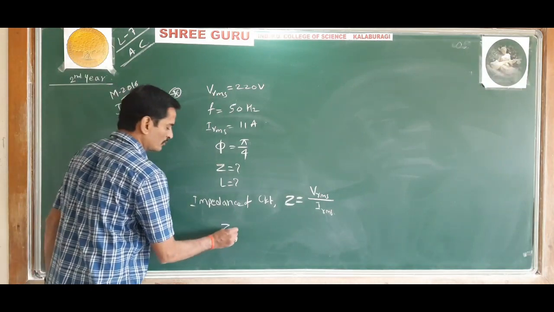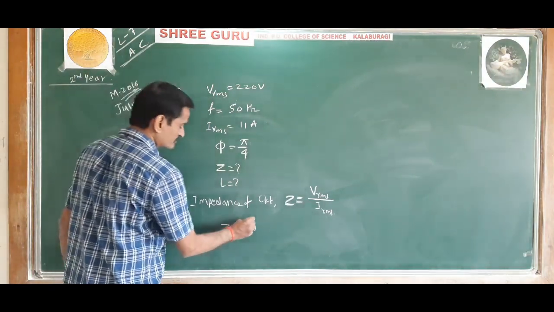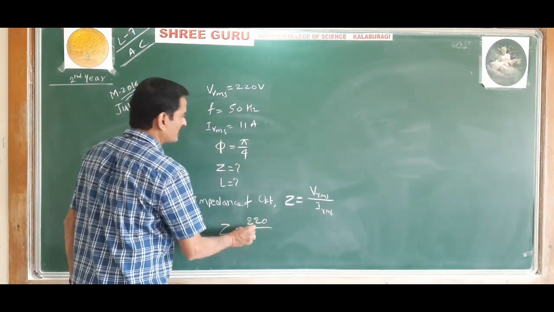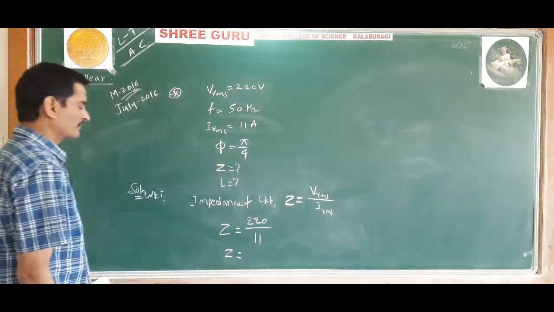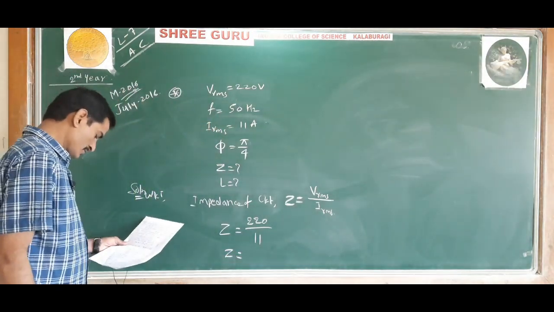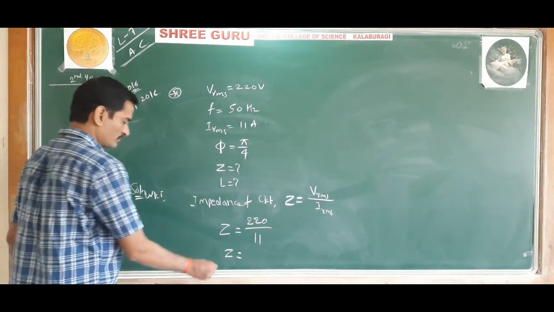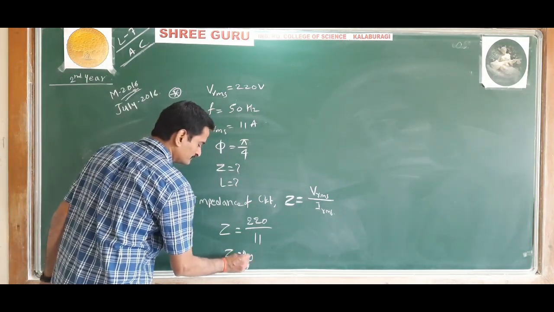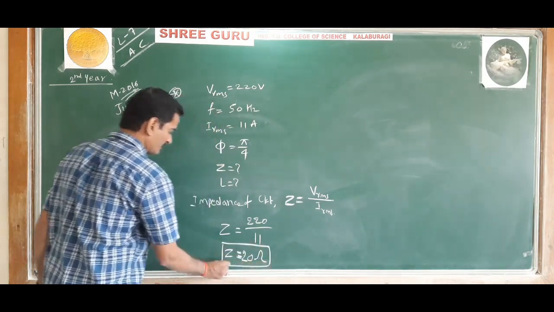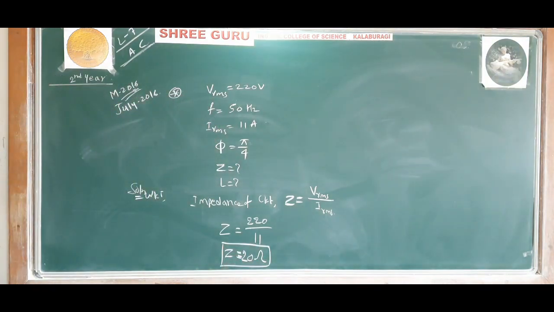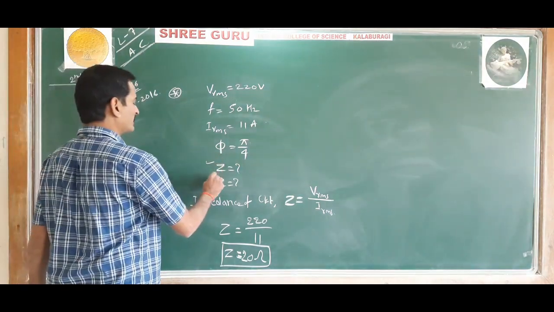So Z is equal to VRMS, which is given as 220, divided by IRMS, which is 11. So 220 divided by 11, Z is equal to 20 ohm. So Z is equal to 20 ohm, that is the impedance. Impedance is calculated. Okay. And now Z is completed, we want L.